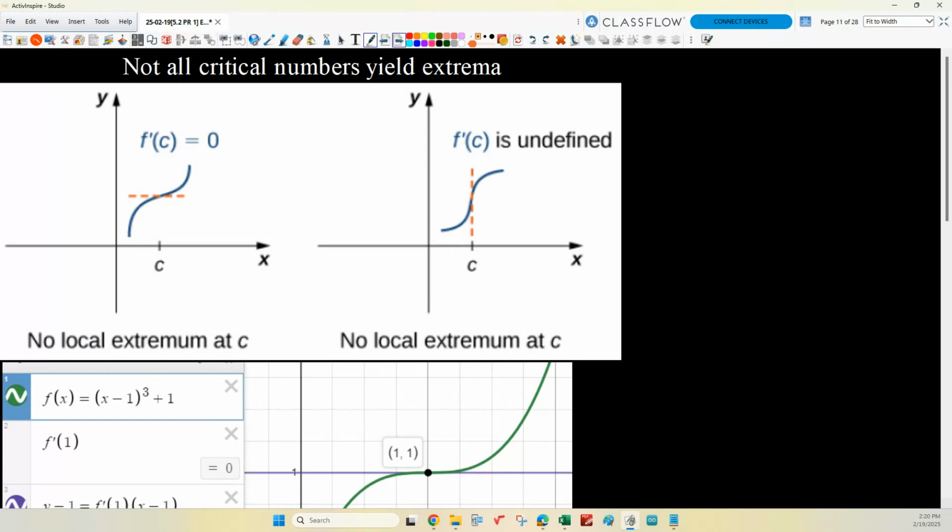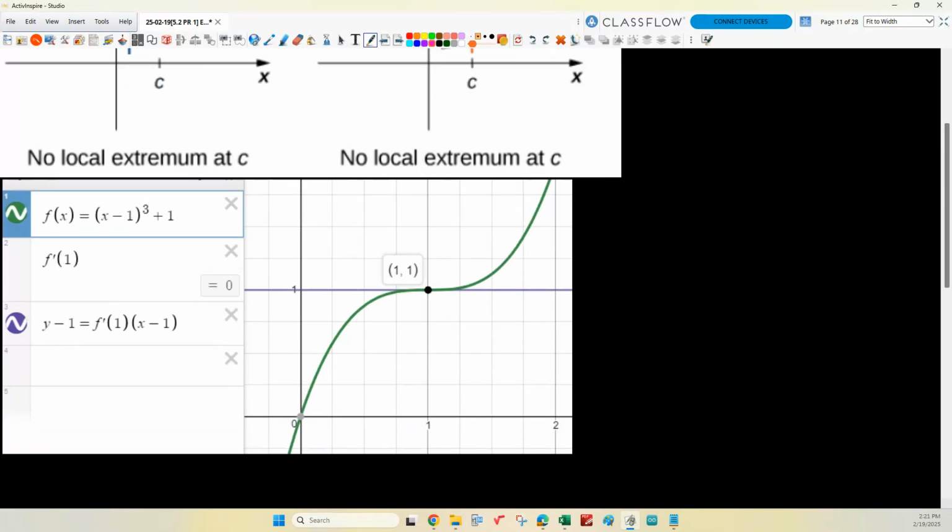Okay, give me a 1 to 5 on your level of comprehension of that statement, because that's really important, right? Does that make sense? All extrema must occur at critical numbers, but not all critical numbers correspond to extrema. There could be some false alarms. There could be some critical numbers that don't give us extrema. Okay?